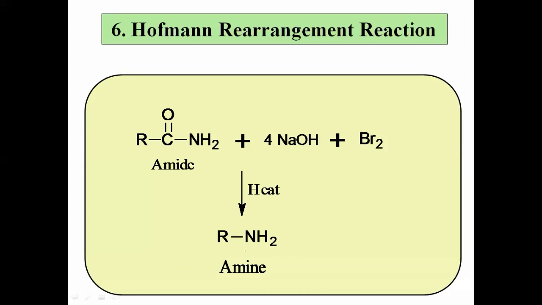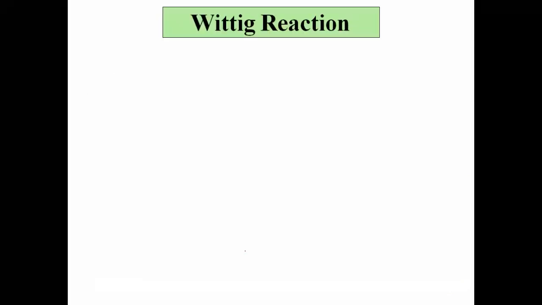We have studied the mechanism of this reaction, meaning how the rearrangement occurs and what intermediates are formed during that reaction. For example, there is a formation of nitrene and isocyanate, and also a migration of the alkyl group takes place from carbon to the electron deficient nitrogen. We have studied the detailed reaction under the heading mechanism, and we also studied some examples and applications of this particular reaction. Now let us see the next important reaction, and this is nothing but the Wittig reaction.